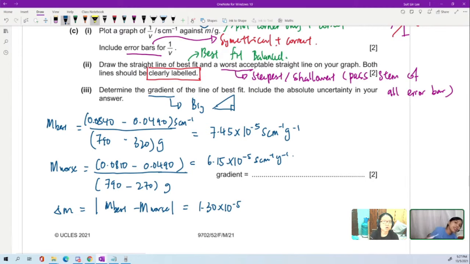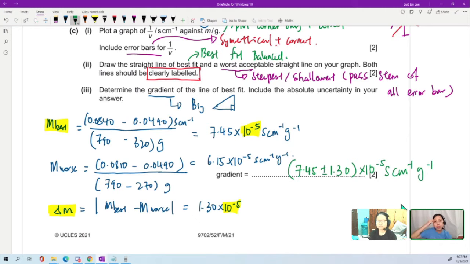When you want to write the answer and you have so many prefixes, what you can do is write it in standard form. You choose your best fit line first and write it in the answer line, 7.45. Then you plus or minus your uncertainty, 1.30. Then you close the bracket and write your prefix. This is what we call standard form. And just for good measure, might as well write your units down as well.